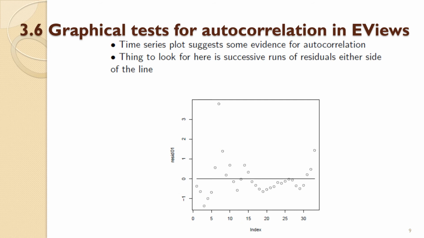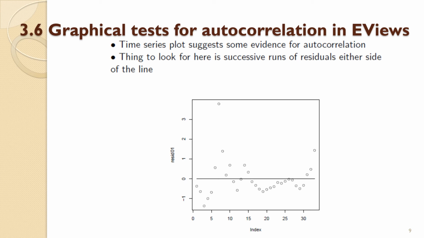So whichever of eViews or R you use to do this autocorrelation plot, you should have something like this, and this is an example I've used R to produce. And you see here, you've got a horizontal line at 0 to try and aid in the interpretation. Now it says there rather confidently that the time series plot suggests some evidence for autocorrelation. Now in part these are a little bit like trying to read tea leaves, but the thing to watch for here is if you have successive runs of residuals either side of the line.